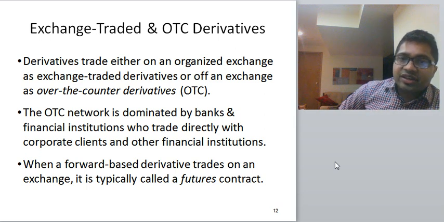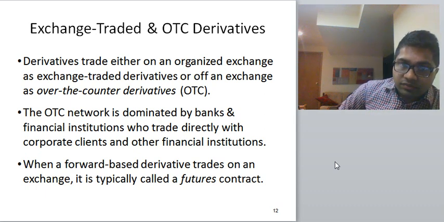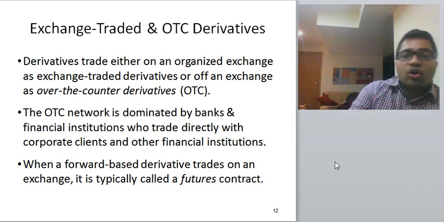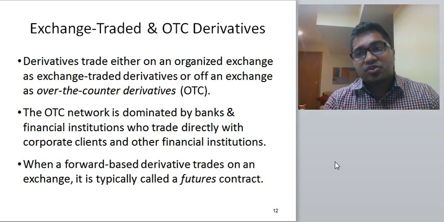Now exchange traded and OTC derivatives. Derivatives trade either on an organized exchange as exchange traded derivatives called futures, or they trade off an exchange, called over the counter or forwards. The OTC network is dominated by banks and financial institutions who trade directly with corporate clients and other financial institutions. When a forward based derivative trades on an exchange, it is typically called a future contract.